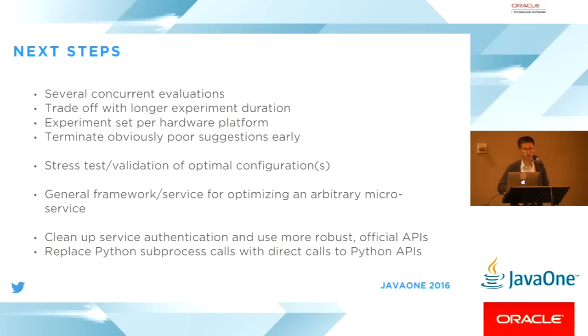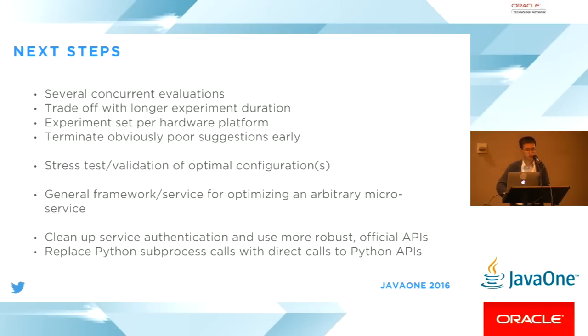The first one is we want to do some concurrent evaluations, and we want to choose a longer experimental duration. A longer duration will make the system more robust to the noise and the changes in the system input, but it will also make the experiment much more expensive. That's why we choose Bayes opt, because it can get the optimal with much fewer iterations.